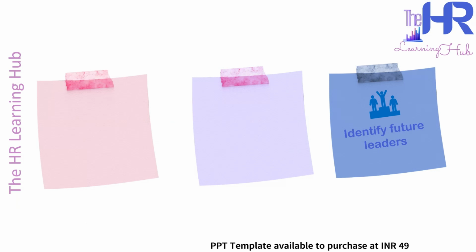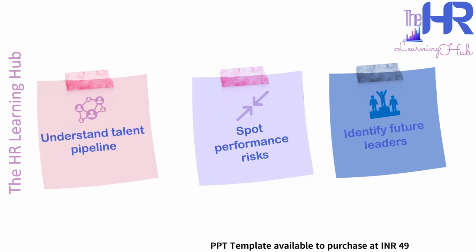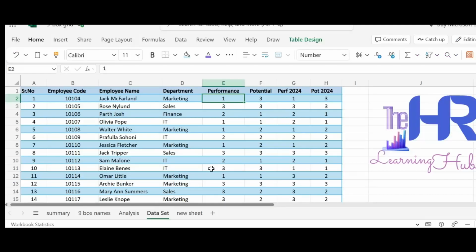The 9-box is popular because it helps HR and managers quickly identify future leaders and plan the succession of existing ones, spot any performance risk and design development plans that are needed, and understand the talent pipeline within the organization. Let's move to the Excel demo now.